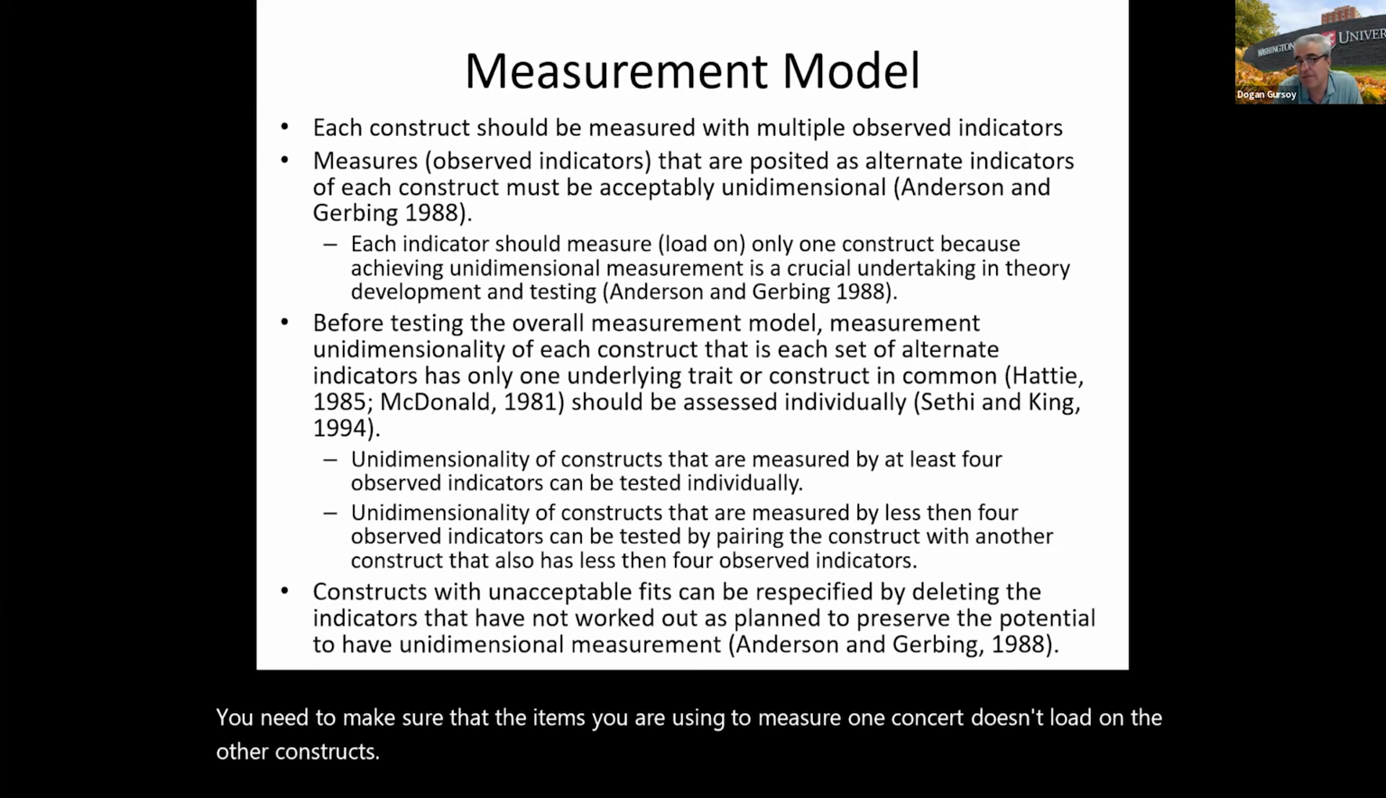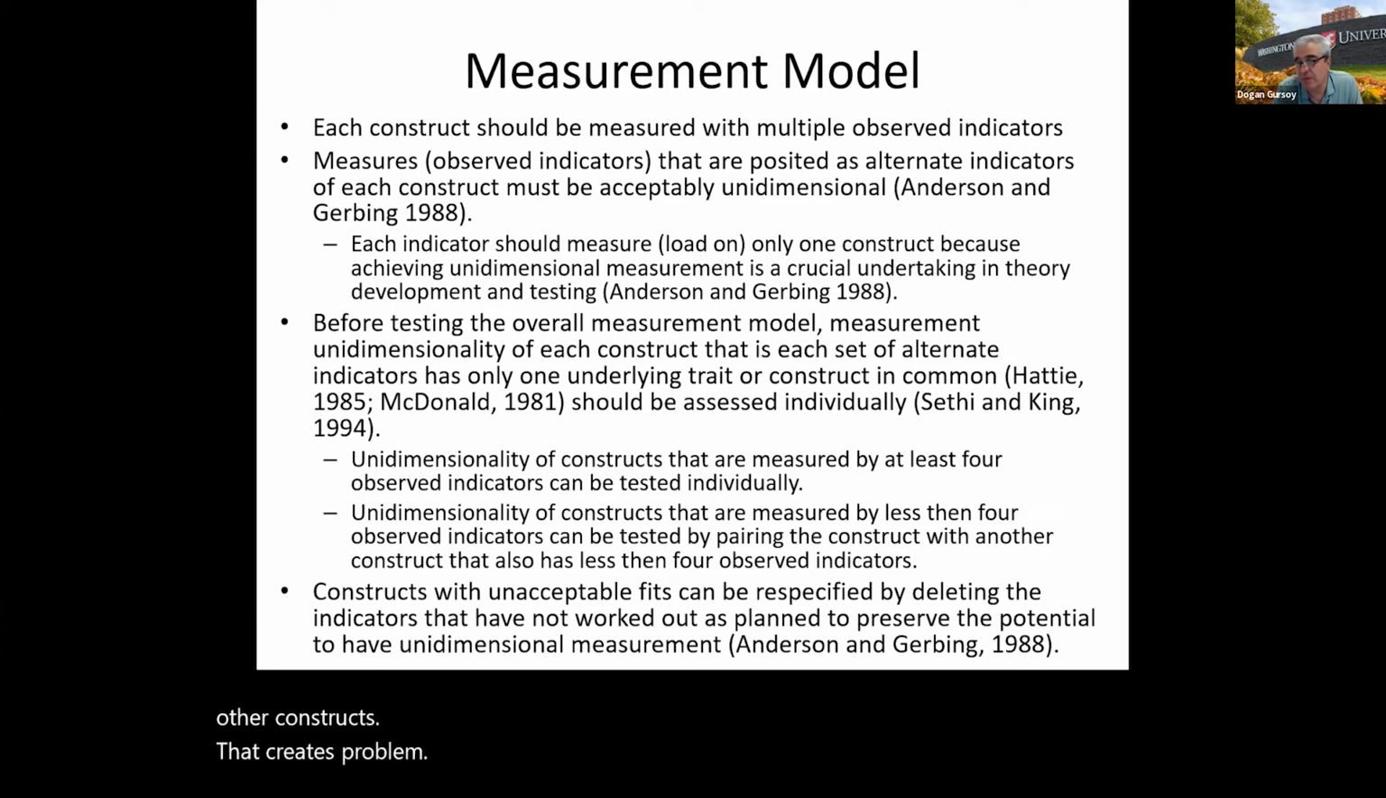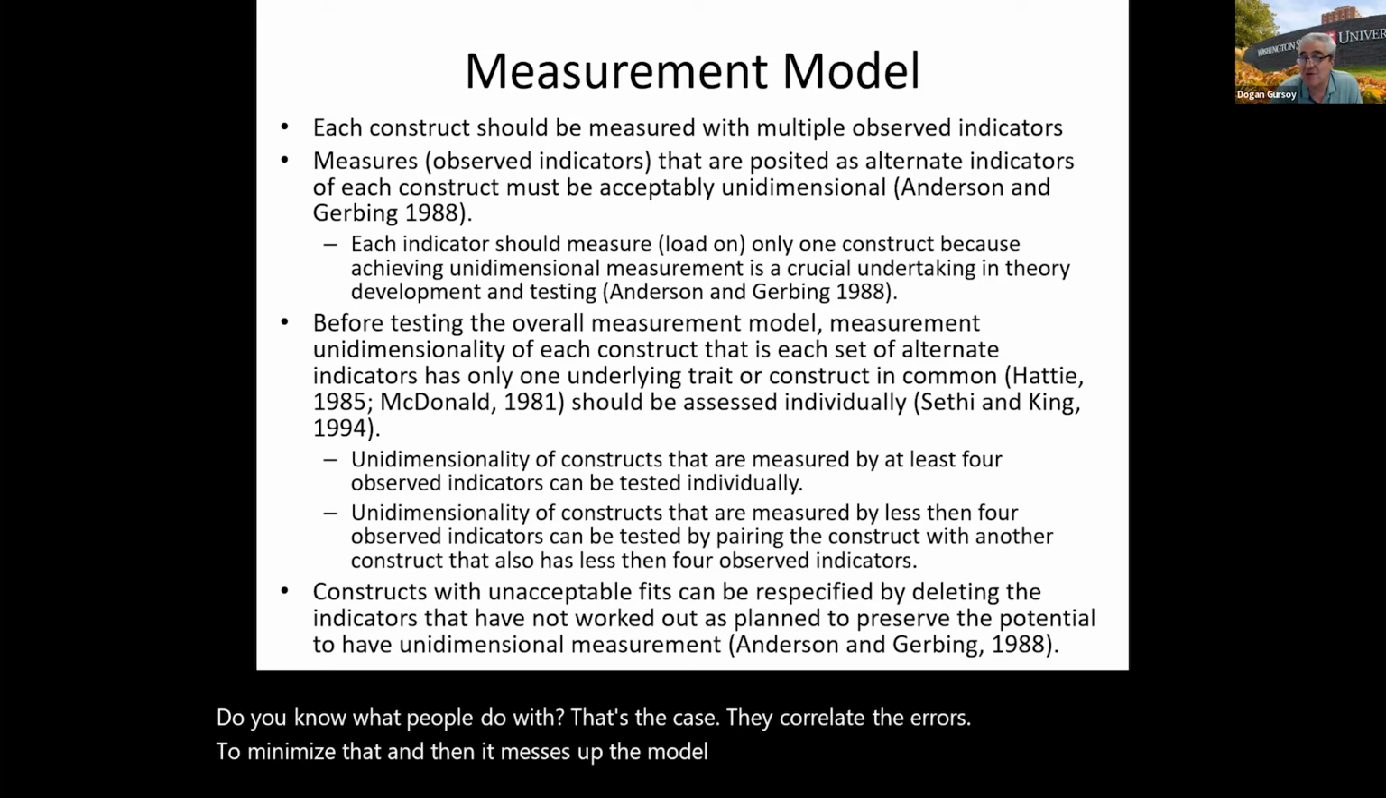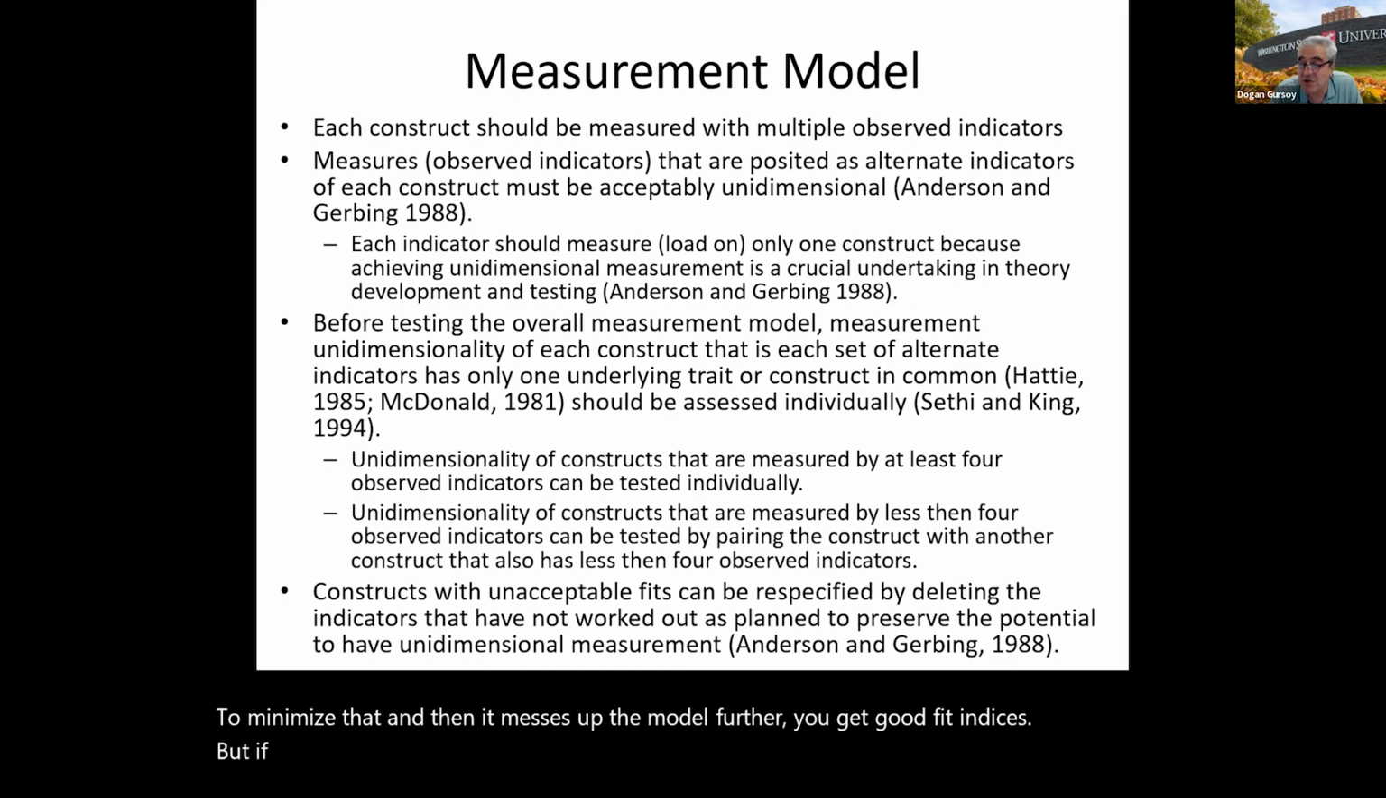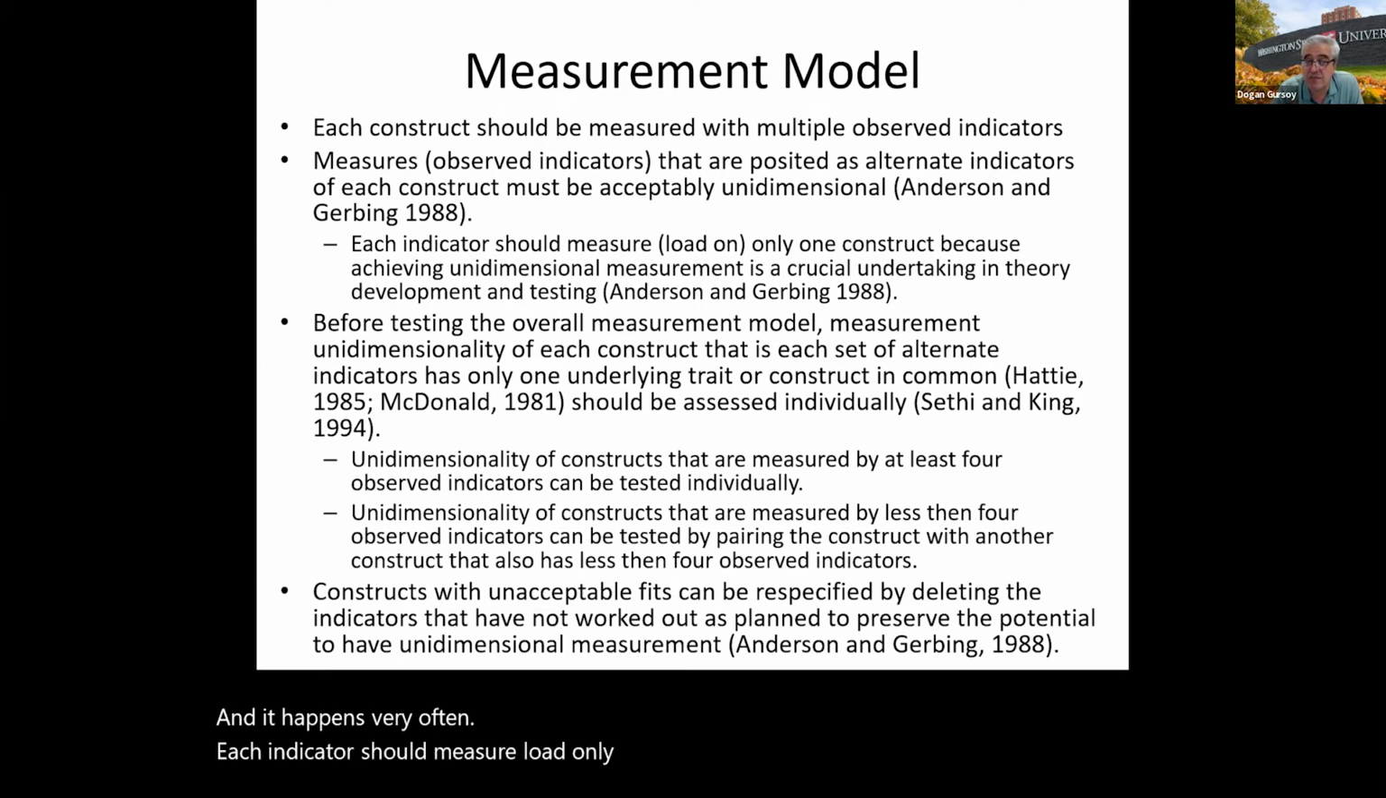That creates a problem. Do you know what people do if that's the case? They correlate the errors to minimize that, and then it messes up the model further. You get good fit indices, but if the reviewers or editors realize what you did, they just reject your paper. And it happens very often. Each indicator should load only on one construct. That's what unidimensionality means for each construct.